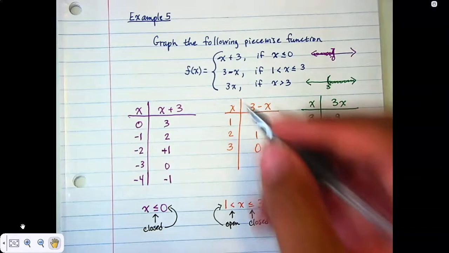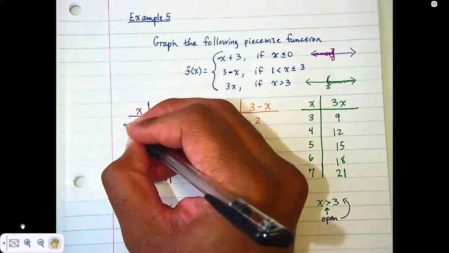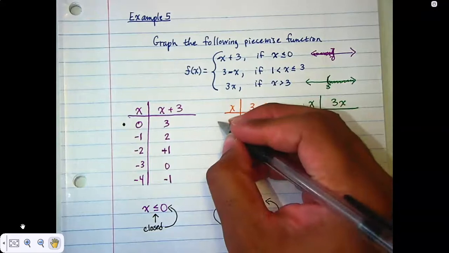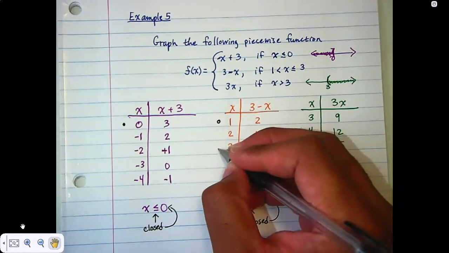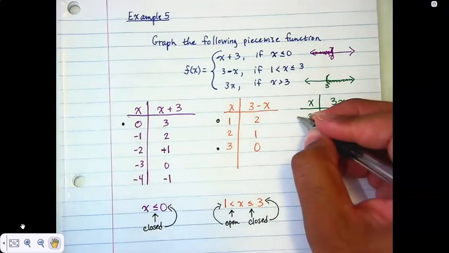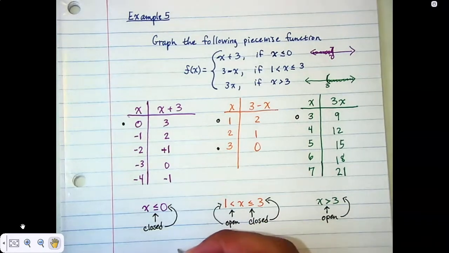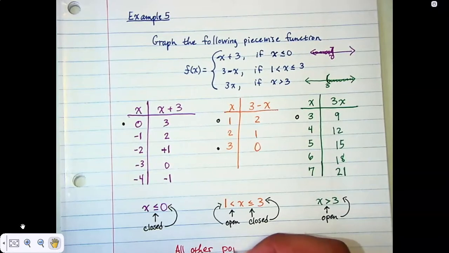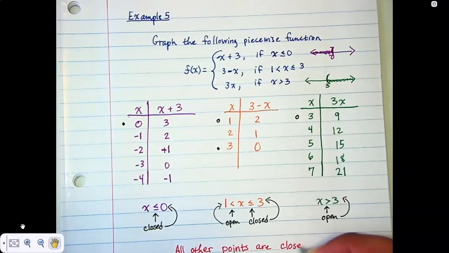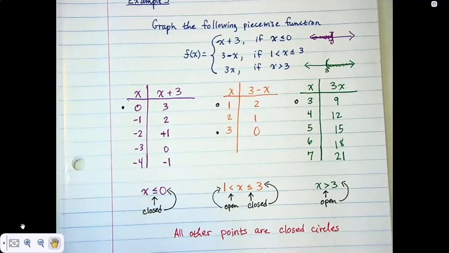So here we see for the first one here, this is a closed circle. This is open for 1, closed for 3. This is open for 3. And then hopefully you guys remember what we said about the other ones. Remember all the other points are closed circles. So if they're not these right here, the endpoints, they're closed.